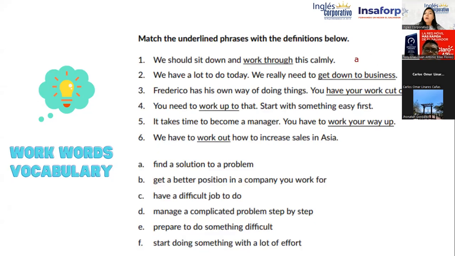Frederico has his own way of doing things. You have your work cut out for you. When we say that we have our work cut out for us, that means that it is difficult for us to reach something. You have your work cut out for you. Letter D, I think. Manage a complicated problem step by step. Okay. Let's put letter D right there. What about number four?